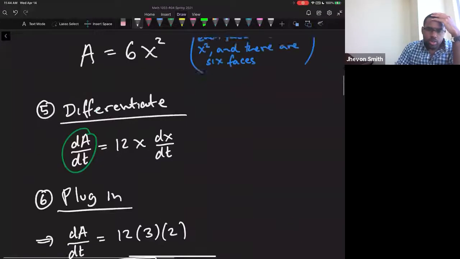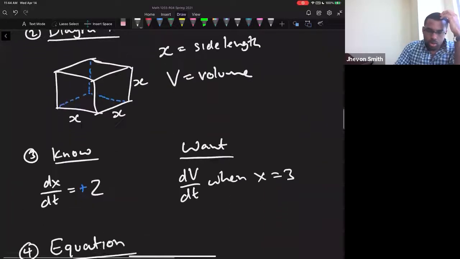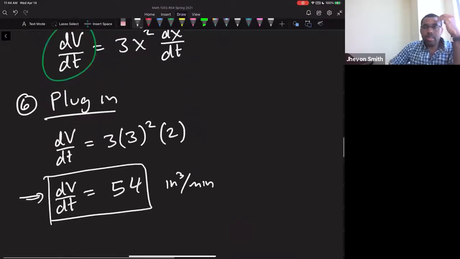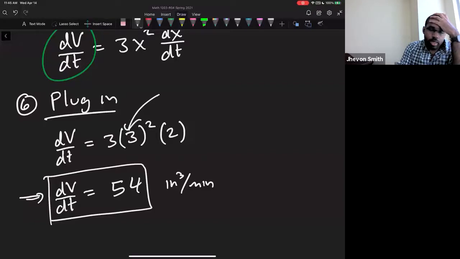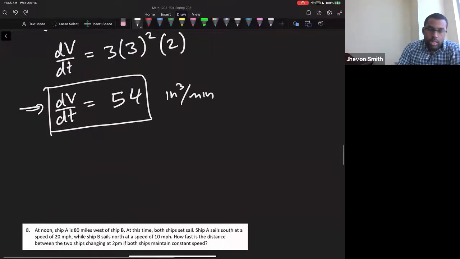Did you say 54 or 24? I said 24. I multiplied the 2 instead of the 3. Oh, you had a 2 in here. Yeah, I squared 2. Okay, so that would be like a 1-point deduction or something if you put a 2 right here. Just be a little bit more careful. All right, so 54.